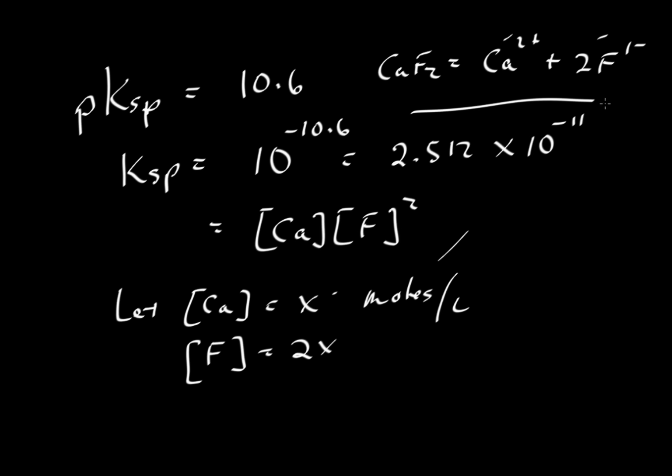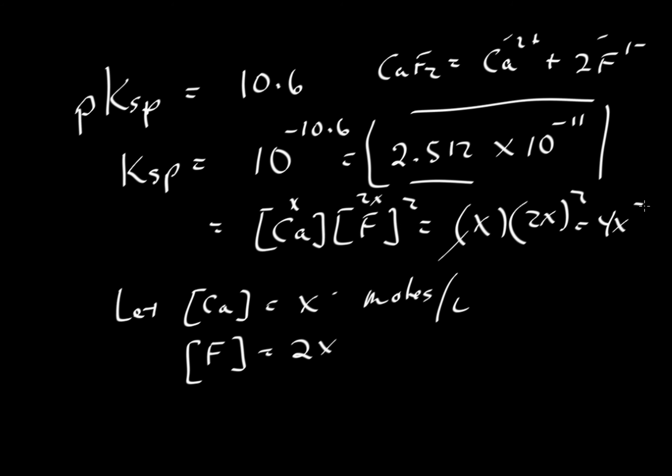Let's combine this value here. This is going to be equal to this product. This is going to be equal to X times 2X squared, putting in X for calcium and 2X for fluoride, and that will be 4X cubed. Let's erase the chalkboard. This 4X cubed is going to be equal to this. So 4X cubed is equal to 2.512 times 10 to the minus 11.